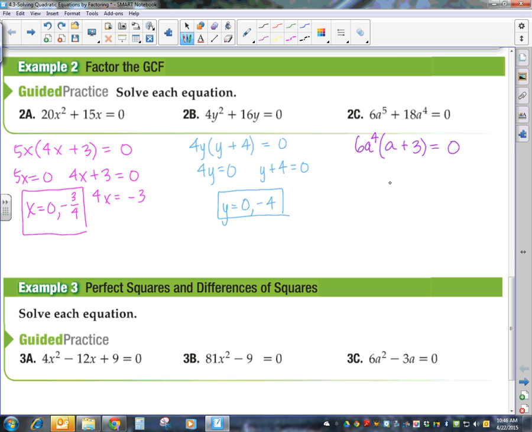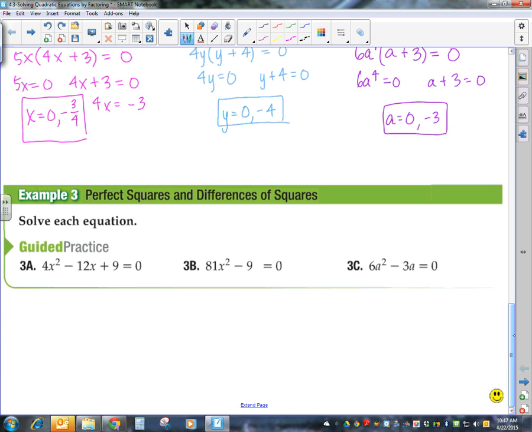Okay, from there, 6a to the fourth equals 0. A plus 3 equals 0. So a equals 0 or -3. And if you have any problems with how I jumped there, I divided by 6, and then you take the fourth root, and the fourth root of 0 is still 0. So that's why we're good there.